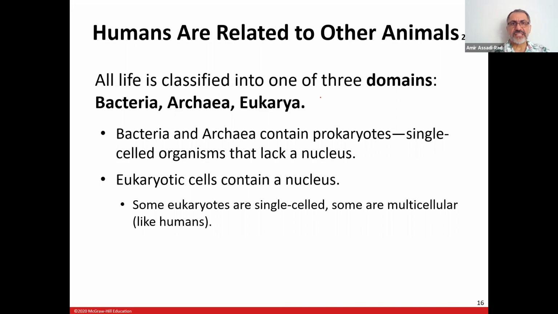So in order to make sense out of all living organisms, they've broken them down. Your textbook may be different, they like to classify things a little bit differently. They've broken them out into three domains: bacteria, archaea, and eukarya. The bacteria and archaea contain prokaryotes. Prokaryotes are cells that do not have a nucleus. Eukaryotes are the cells that do have a nucleus, like our cells. Of course, in our gut and our skin we have bacteria, but our own cells in your heart, in your muscles, in your brain, they all have a nucleus.